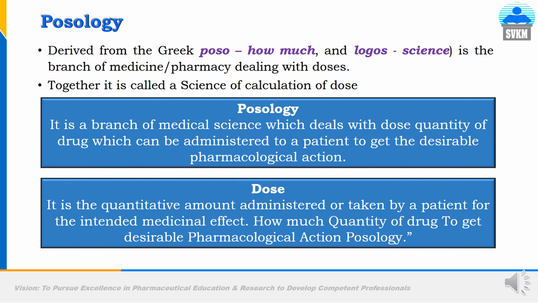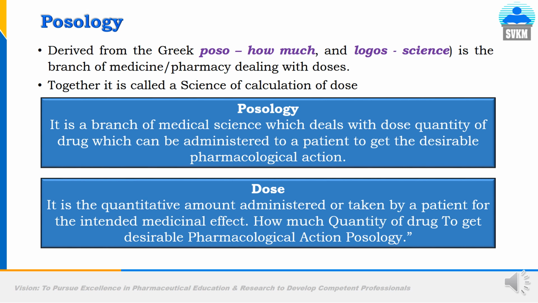But if we talk about posology, it is the branch of medicinal science which deals with the dose quantity of drug which can be administered to a patient to get a desirable pharmacological action. It means that basically what we do in posology, we calculate the dose of drug to administer to get a desired effect. So that is nothing but posology.